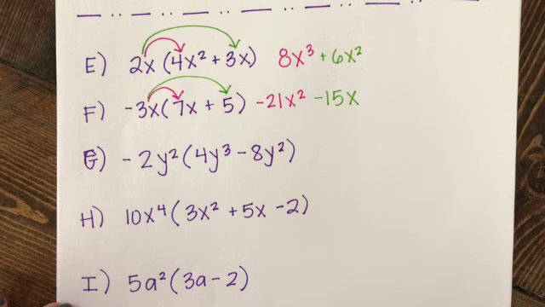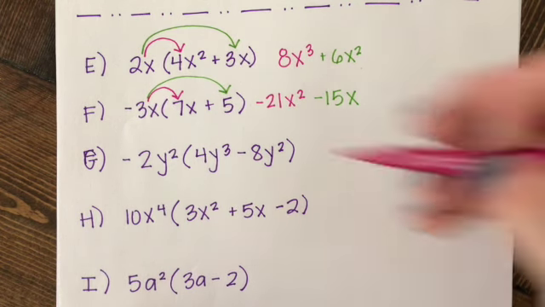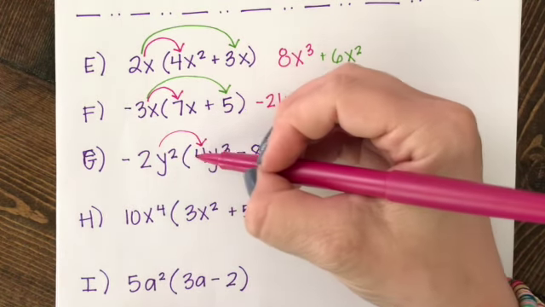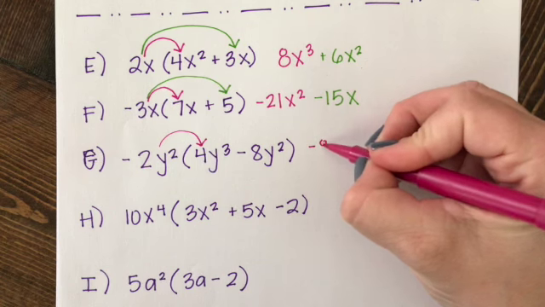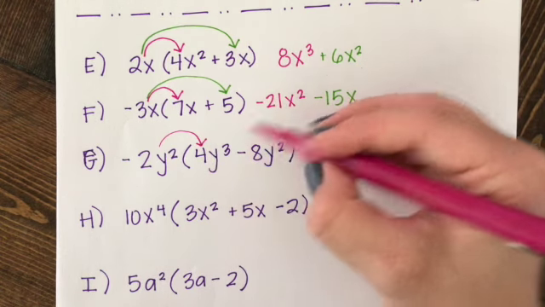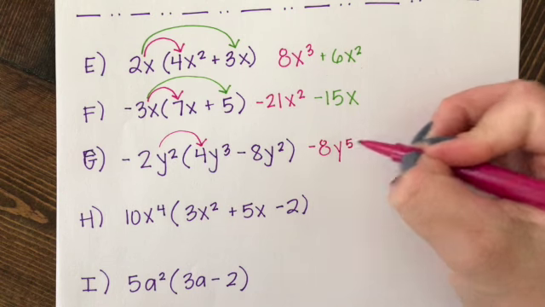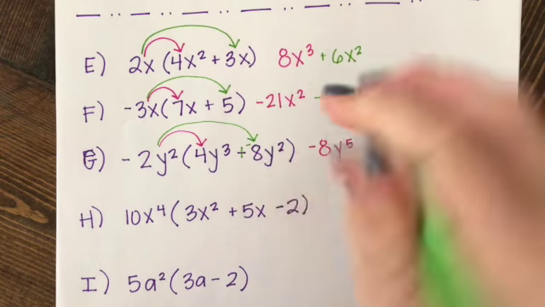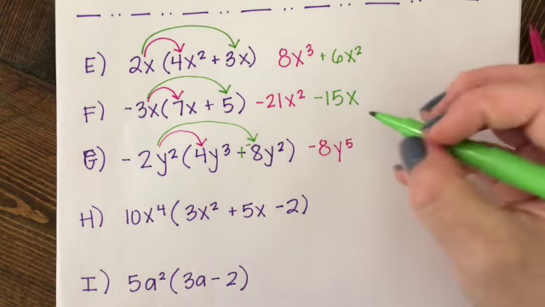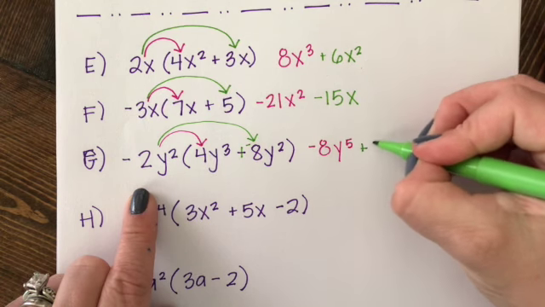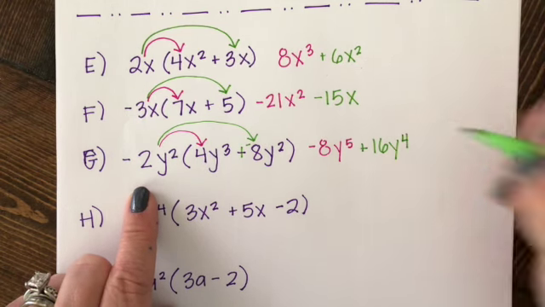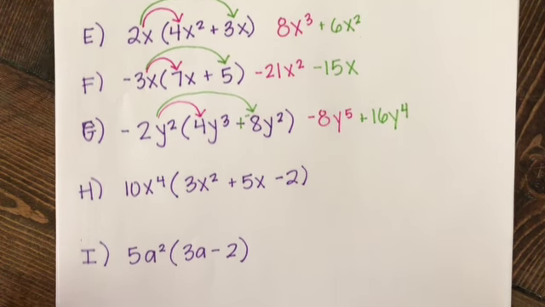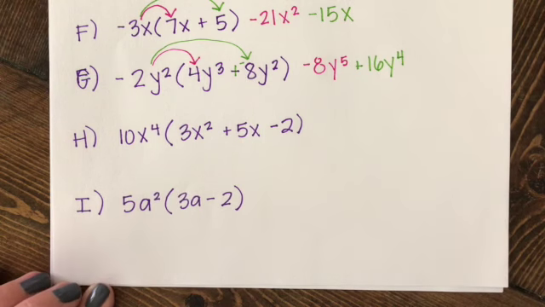Let's look at letter G. I'm going to start again. Negative 2y squared times 4y to the third. Negative 2 times positive 4 is negative 8. y squared times y to the third is y to the fifth. Then I have a negative times, right? This is keep, change, change, a negative 8. So negative times negative would be positive 16y to the fourth. Why don't you pause it and then do the last two, and then we'll come back and check them.